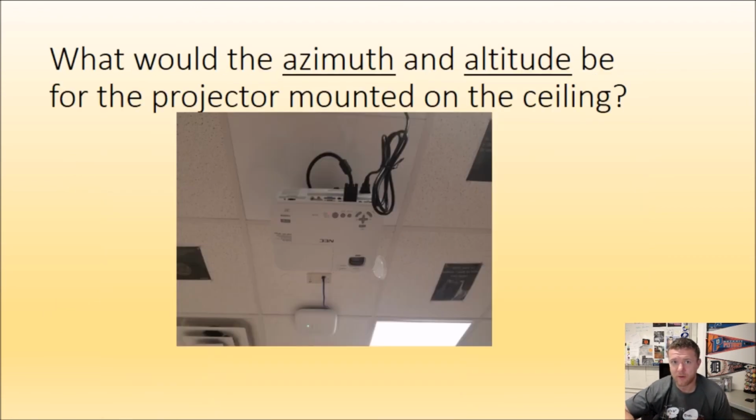Alright, normally I would have you look around the room and find the altitude and azimuth of different things, but you're not in here, not all of you anyway, so we are instead going to do this in whatever room you're sitting in. Instead of finding the projector on the ceiling, because you probably don't have one like we do in the classroom, find something on your ceiling, whether it's a light, a fan, a bug, just anything that's on your ceiling. And I want you to do the altitude and azimuth for that object.